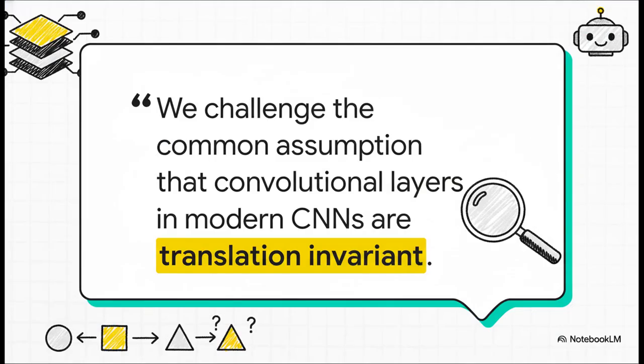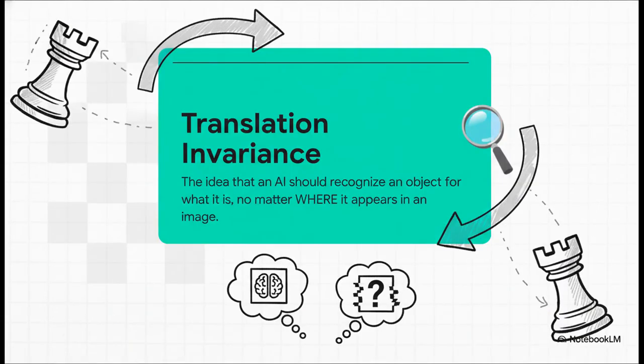And they didn't mince words. In their paper, they basically called out one of the biggest assumptions in the entire field of AI, saying, we challenge this core belief that these AI models are translation invariant. So what in the world is translation invariance? It's actually a pretty simple but really powerful idea.